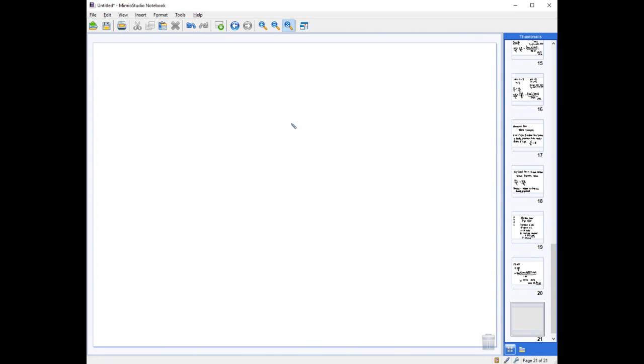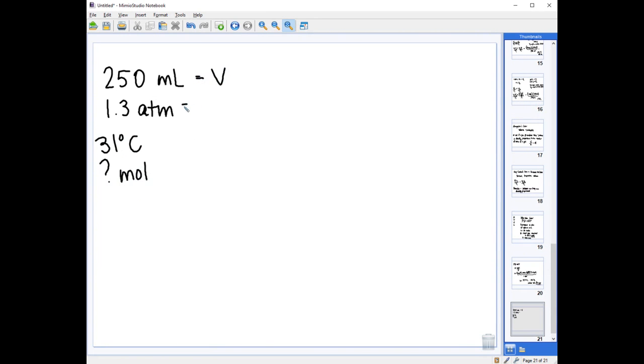So let's look at what we have and write down everything we have. We have a 250 milliliter flask. We have a pressure of 1.3 atmospheres. We have a temperature of 31 degrees Celsius, and they want to know how many moles. So we have a volume, we have a pressure, we have a temperature, we're looking for moles, we know what R is because it's a constant, so this tells me that I have to use the ideal gas law. Okay.